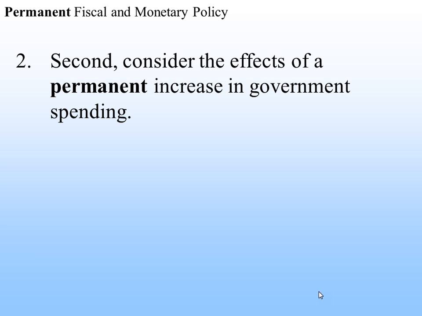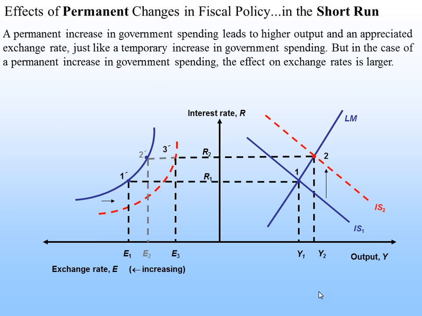But suppose it is. So we have a permanent increase in government spending. Suppose we have that. What happens? A permanent increase in government spending leads to higher output and an appreciated exchange rate, just like the temporary increase we just looked at, because it does the same thing. It shifts the IS curve. Oops, my arrow's going the wrong way. It should be going out instead of up. It shifts the IS curve out.